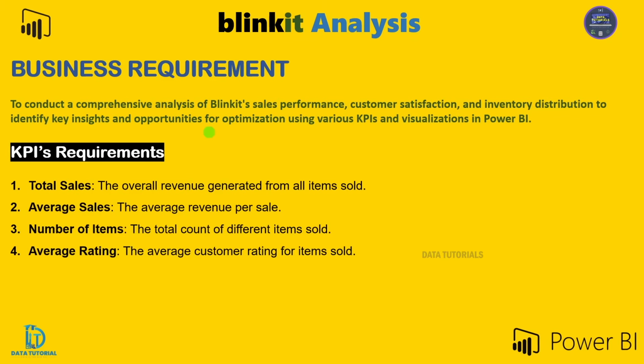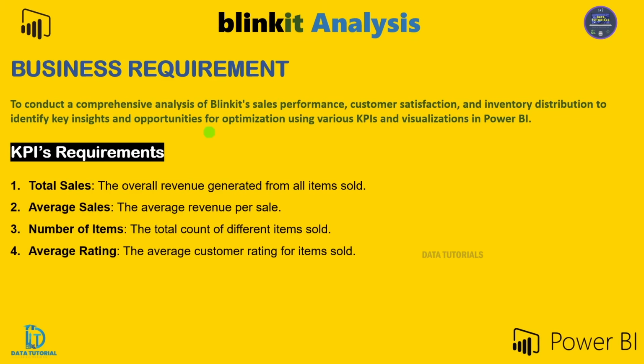So in this case, we have some different requirements. The first thing asked by our customer is total sales, right? We have to find out the total sales of this entire grocery app, which is the overall revenue generated from all the items being sold. Then we will find out the average sales. Each row in this data is nothing but an item sold, so we take the average of the entire sales data which we have.